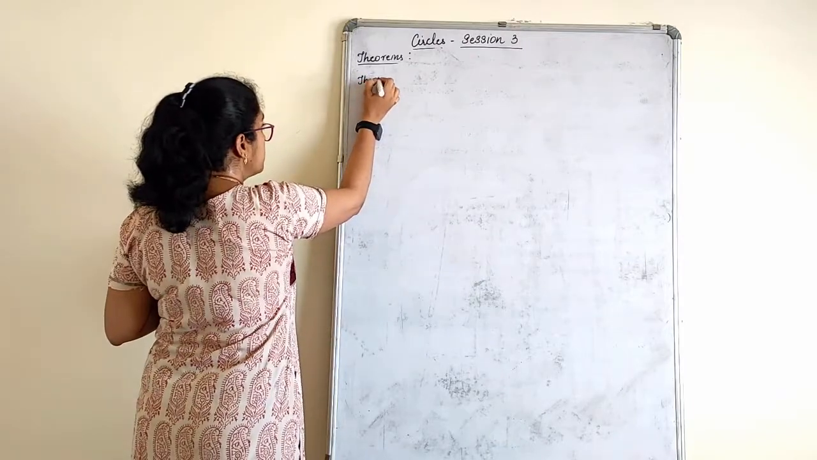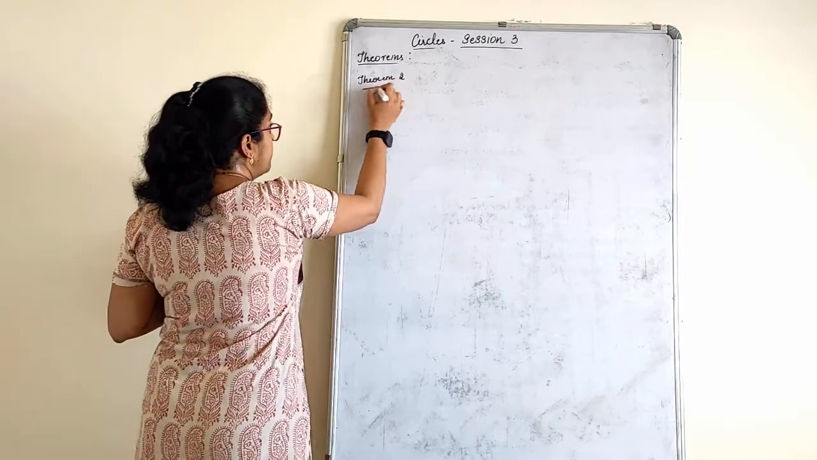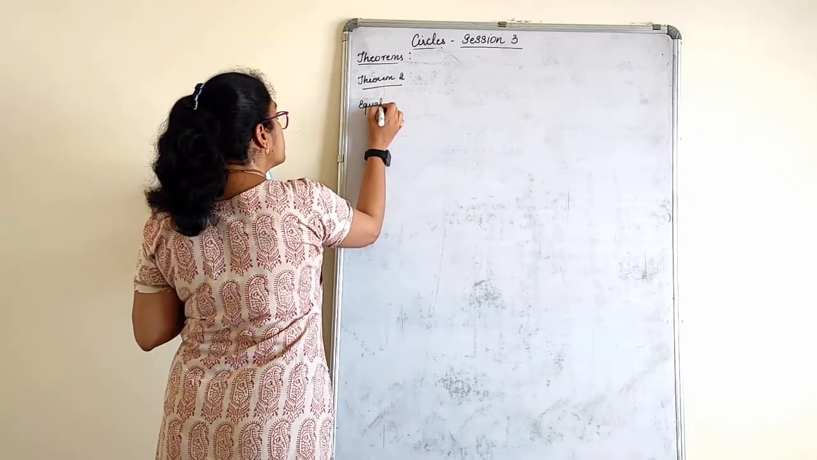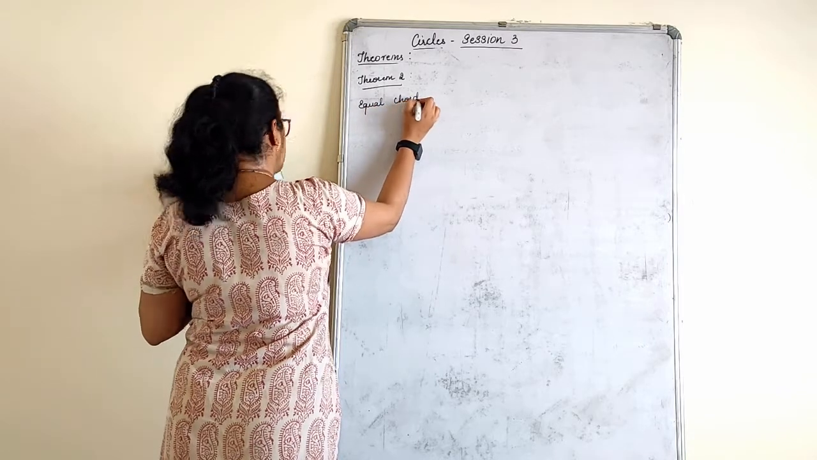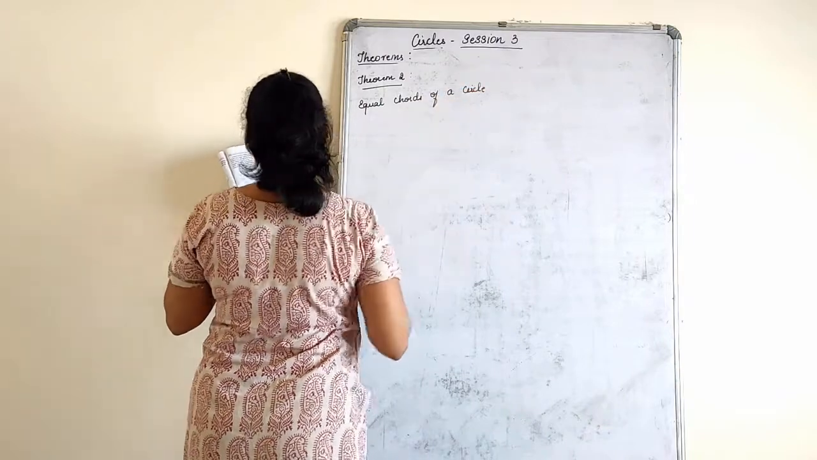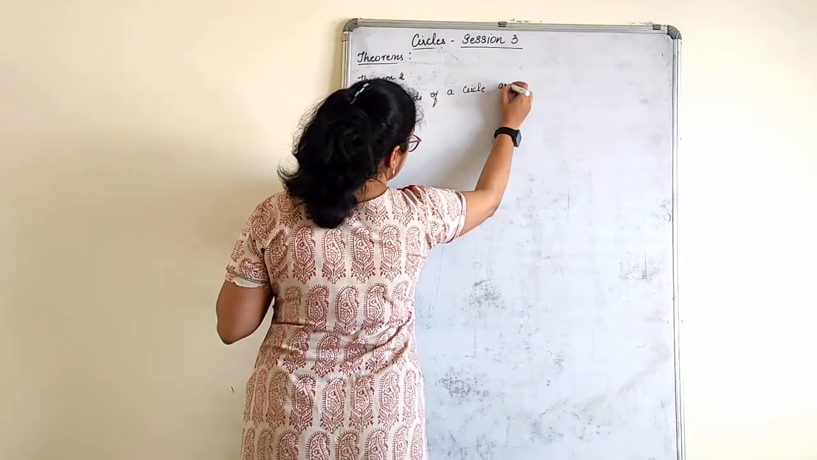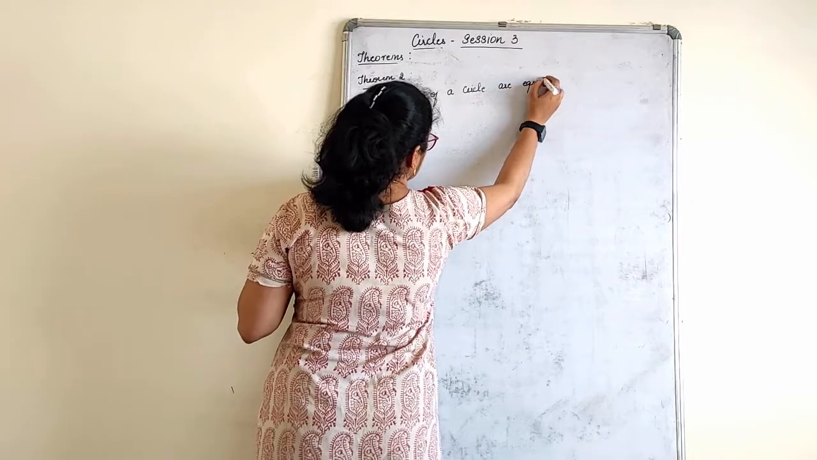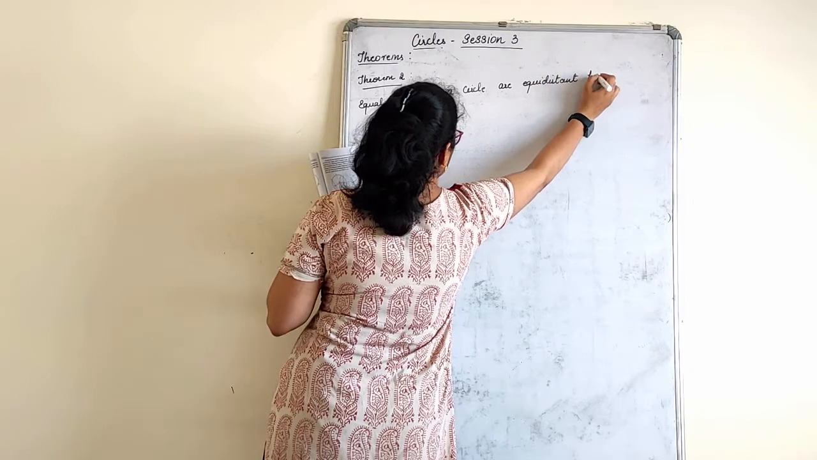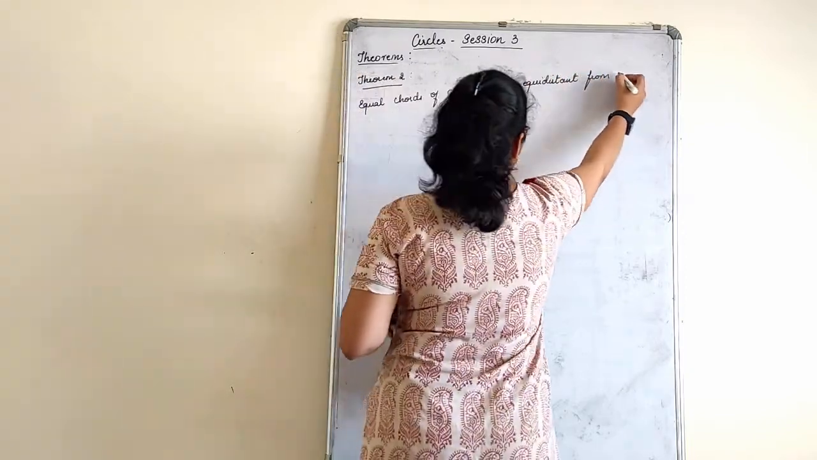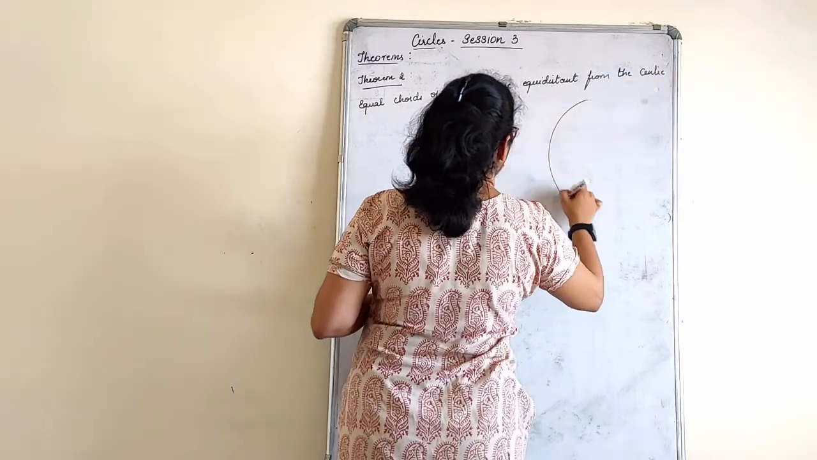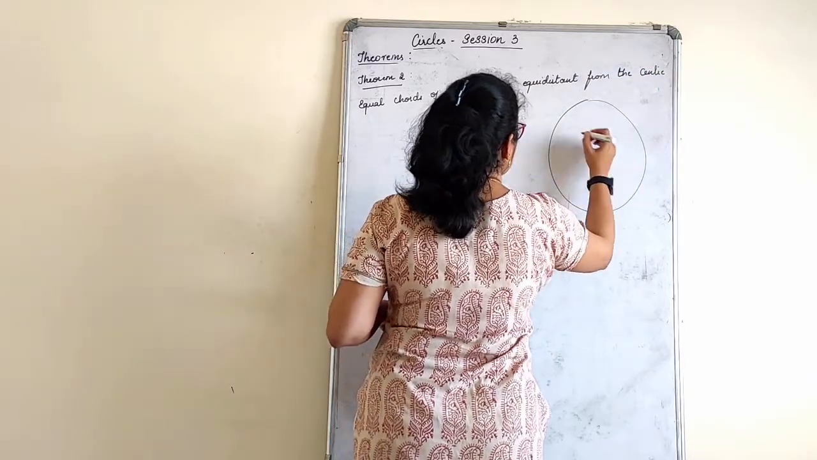So, theorem 2 tells that equal chords of a circle are equidistant from the center. O is the center of the circle.